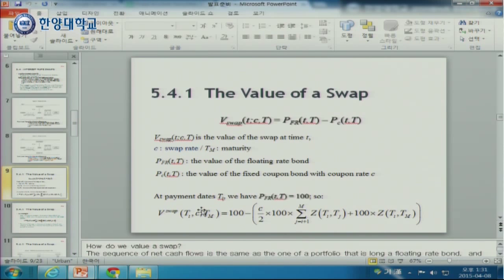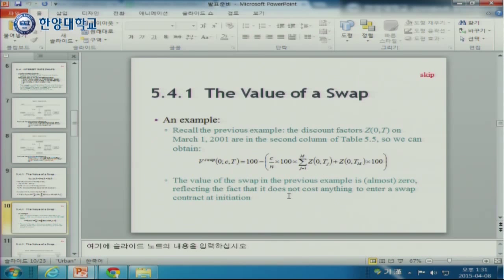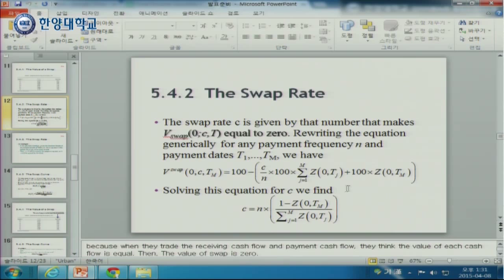But when two parties enter into a swap contract, it should be fair. It means that the value of the swap contract should be 0 at the initiation, right? And then if we set this to 0 and solve for C, it becomes a fair swap rate. If you put this part to 0 and solve for C, then you have this formula. This is homework number 2.